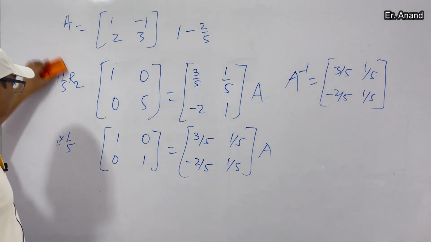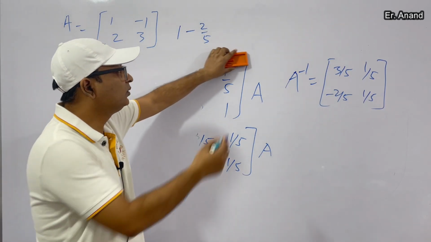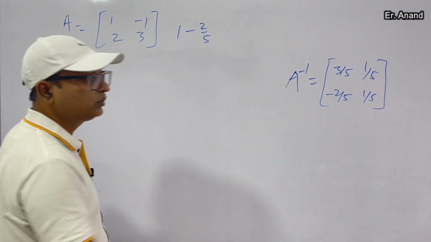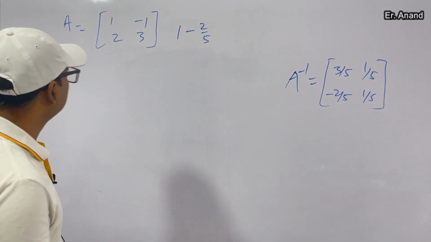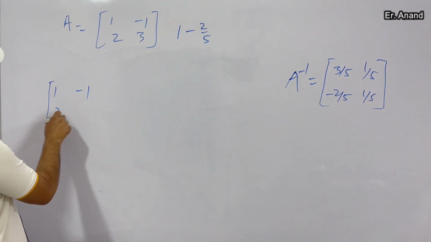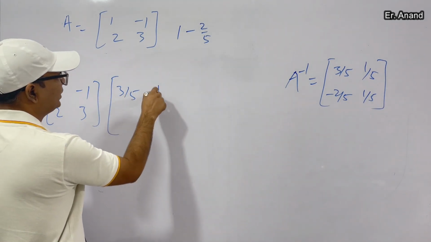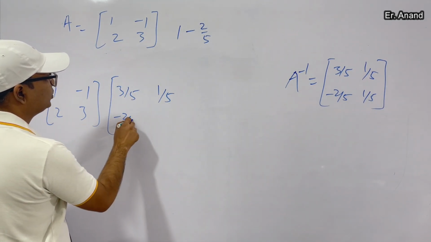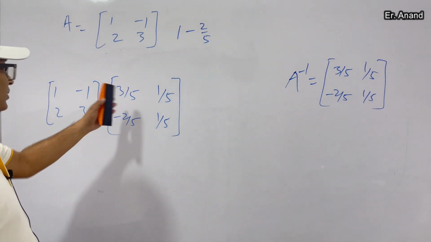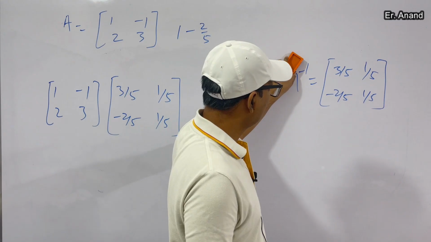Let's check it. It's always good if you have time, you should check it. Because you have A and you have found A inverse. If you multiply A into A inverse, that has to come to an identity matrix. Let's see. So 1 minus 1, 2, 3 into 3 by 5, 1 by 5, minus 2 by 5 and 1 by 5. We can take 1 by 5 out also. That's not very big thing. Okay, let it be there.